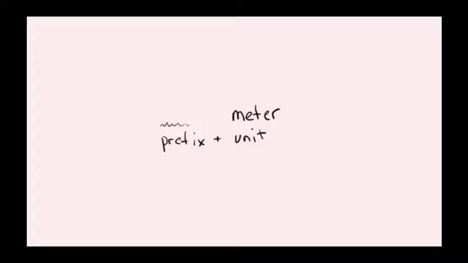Now there are other metric prefixes, and one that's particularly useful is centi, which basically means 1/100th. So a centimeter is just 1/100th of a meter. And it's more or less what we use to substitute for things that we typically measure in inches.